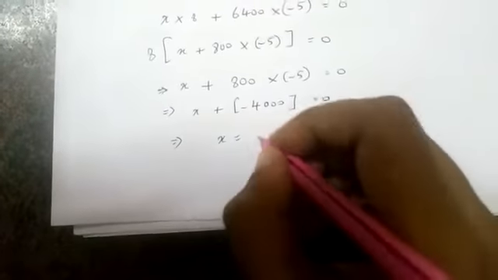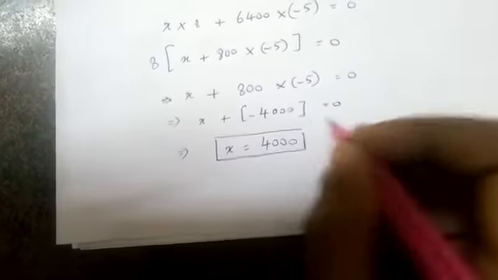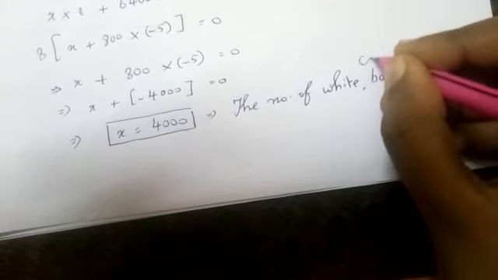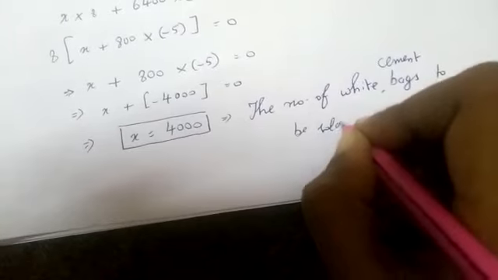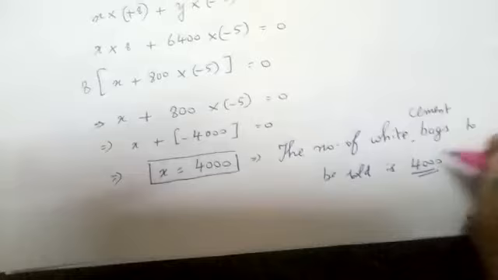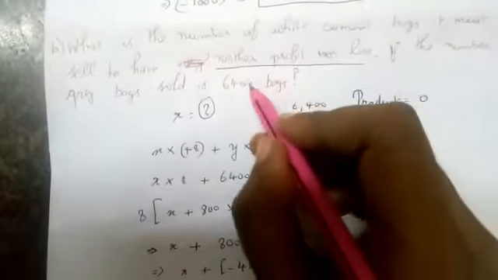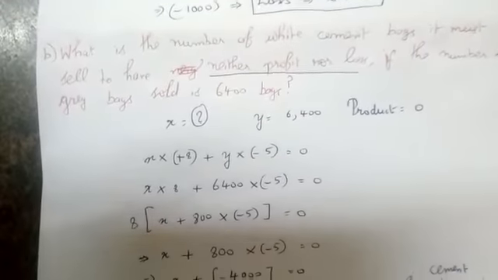If you take minus 4000 to the other side, it will become plus 4000. So X is equal to 4000. That is, the number of white cement bags to be sold is 4000, so that the company will neither get a profit nor a loss if it sells 6400 bags of grey cement.